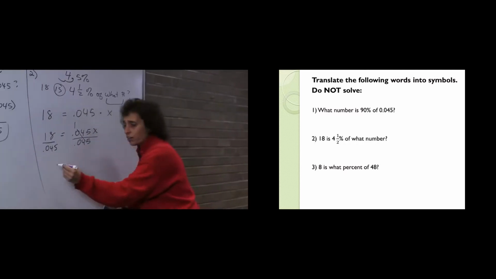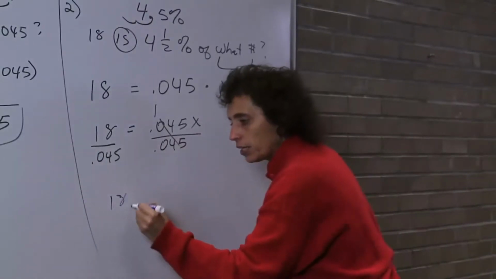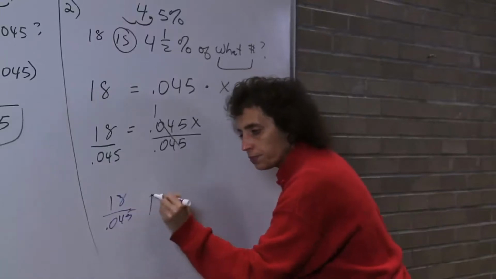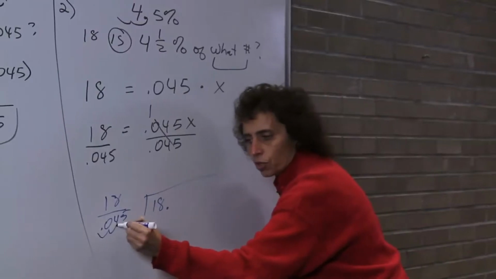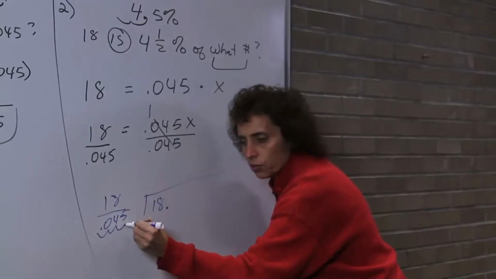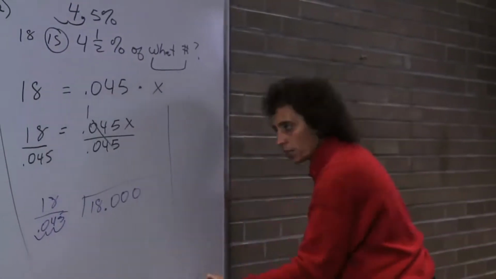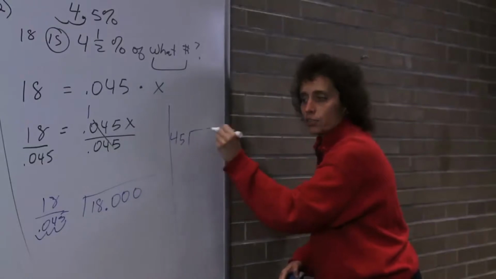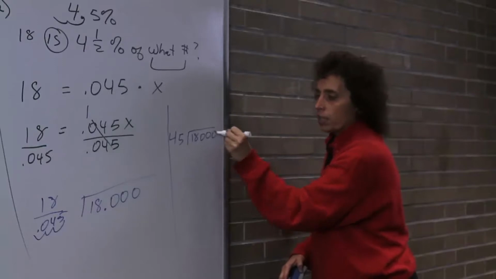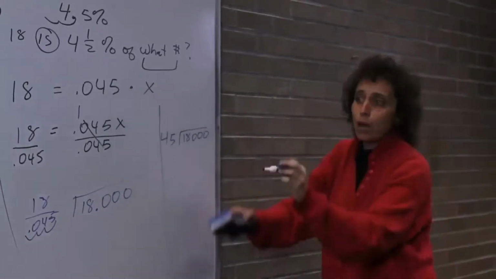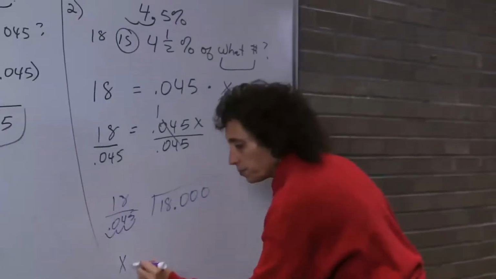And now I'm going to remind you how to divide. Let me write it this way, just to remind you. 18 divided by 0.045. Now remember what to do here? You move the decimal to the end, so that's 1, 2, 3 places. So you're going to have to add 3 zeros. So what you really have is 45 divided into 18,000. And when you do this problem, you will get, I promise, 400. So x equals 400.